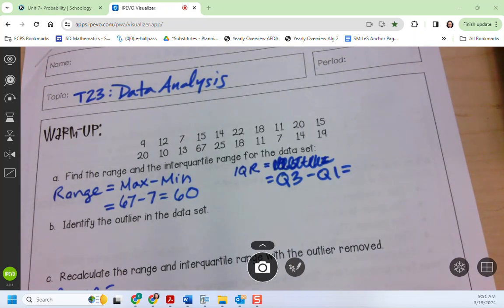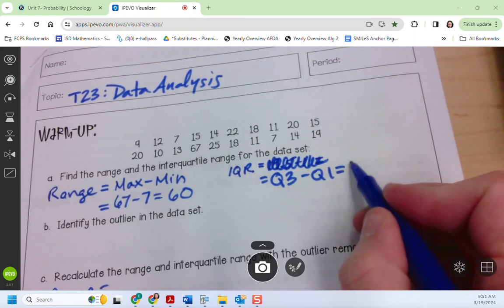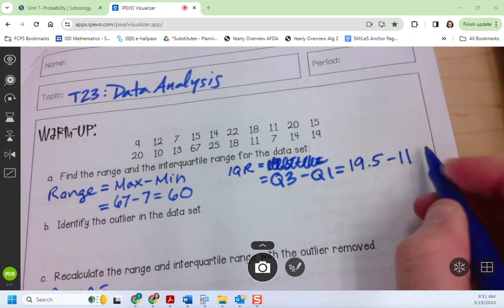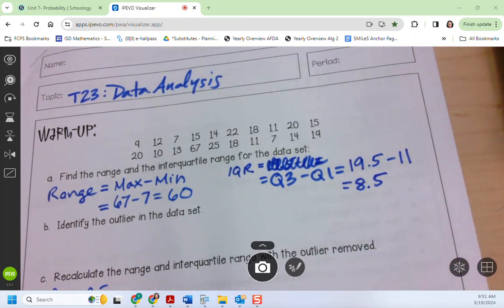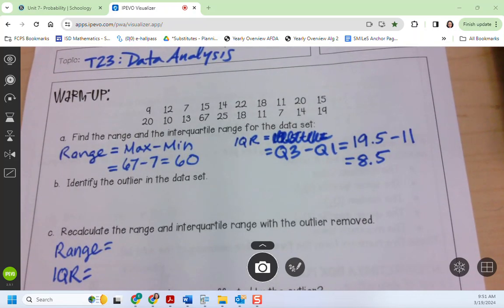Okay, so if you subtract those, then you can find your interquartile range, and you get 19.5 minus 11, and that would equal 8.5. Did you guys get those numbers? Yeah. Okay. All right.